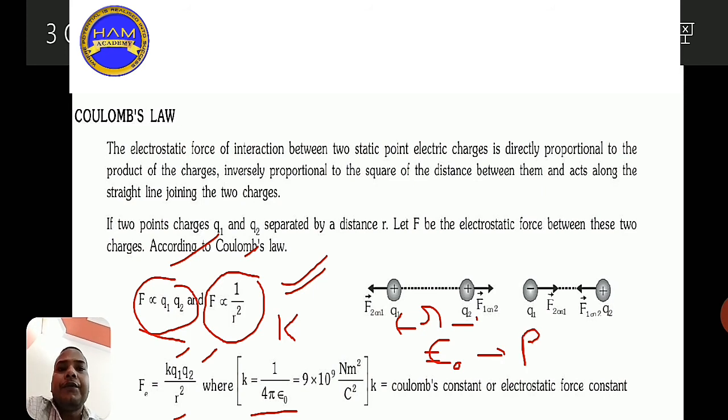And the value of complete K is 9 into 10 to the power 9. So you can put 9 into 10 to the power 9 in the place of K. And the unit of K is Newton meter square upon Coulomb square. So I think you have understood the basic concept, that means we can calculate the force between two charges. This is called Coulomb's law.